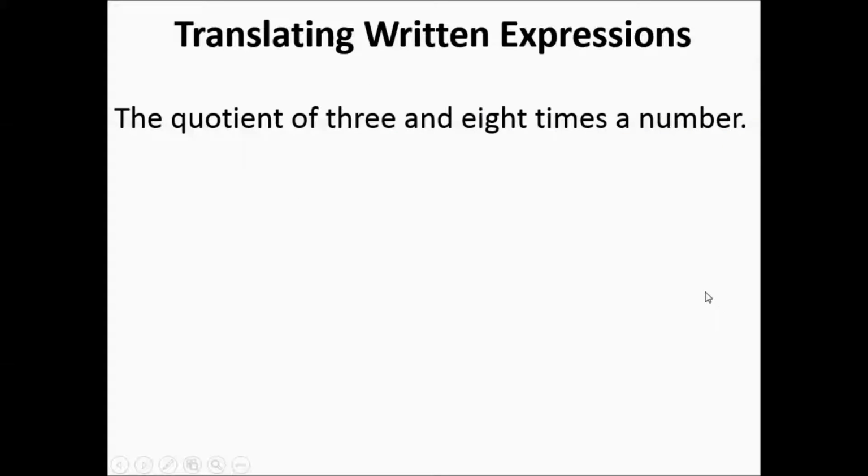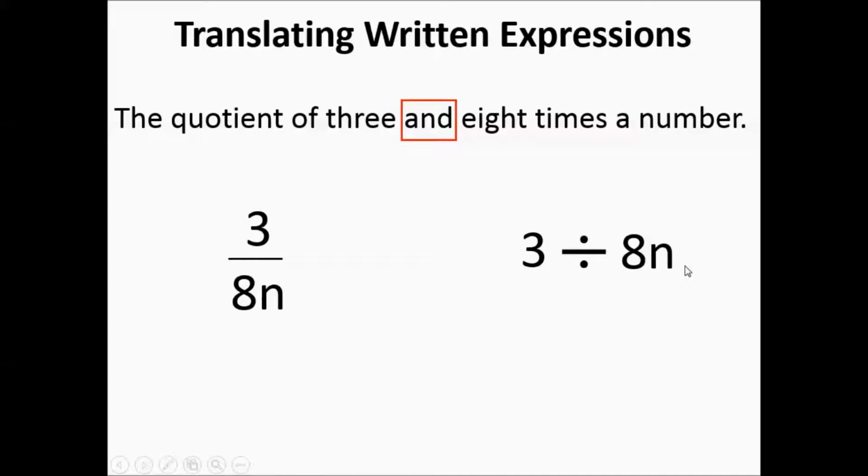The quotient of 3 and 8 times a number. The word quotient means to divide. And the two things you're dividing are separated by the word and. There's 2 ways of writing this. You could have either a division bar, as with a fraction, or you could have the division sign for more of a side-to-side write-up. The first thing that you're dealing with is the 3, so that can go up top or on the left side of the division sign. The first number would be considered the numerator. And 8 times a number, that's going to be your denominator or your second term.